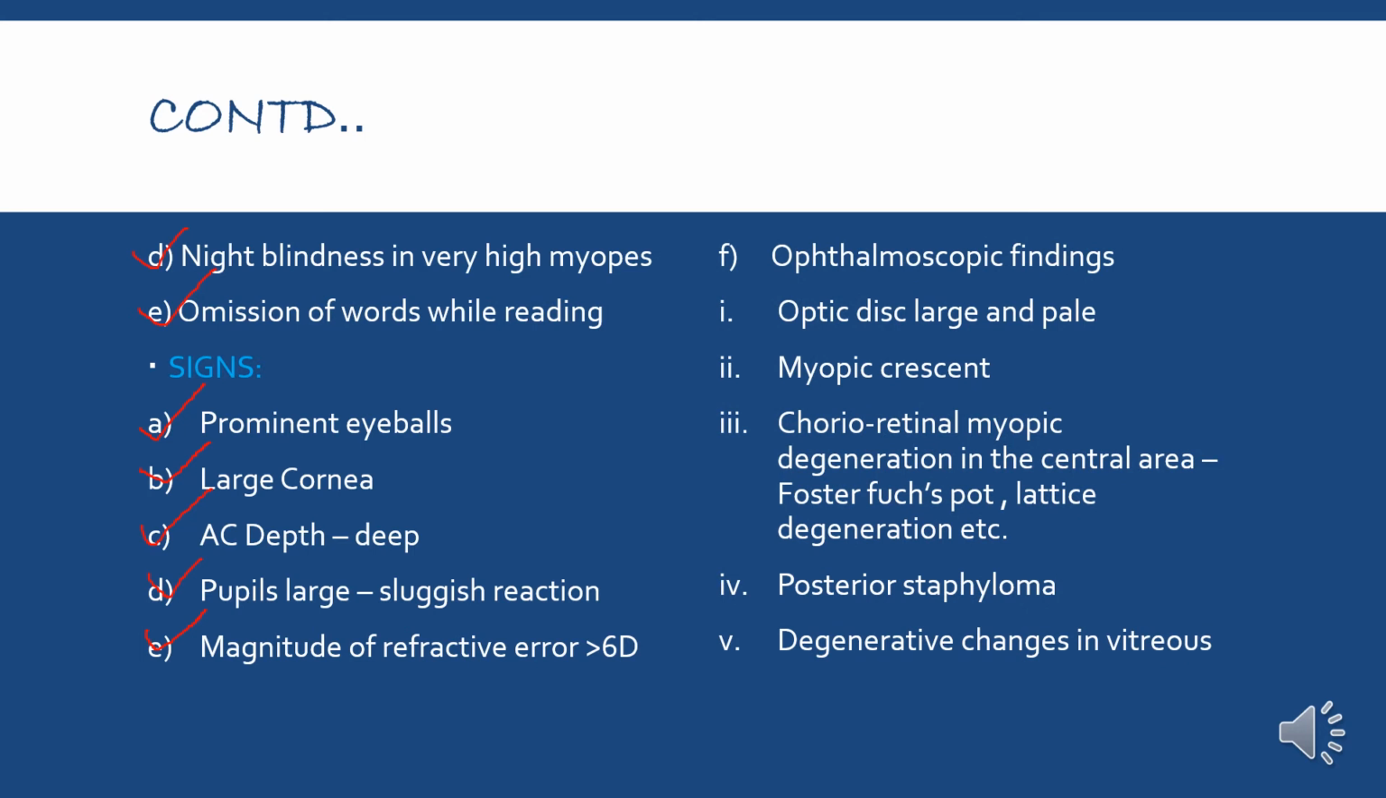The ophthalmoscopic findings are the optic disc is large and pale. You can see myopic crescent, chorioretinal myopic degeneration in the central area, posterior staphyloma, and degenerative changes in the vitreous body as well. So in the next slides, you can see the pictures of the fundus.